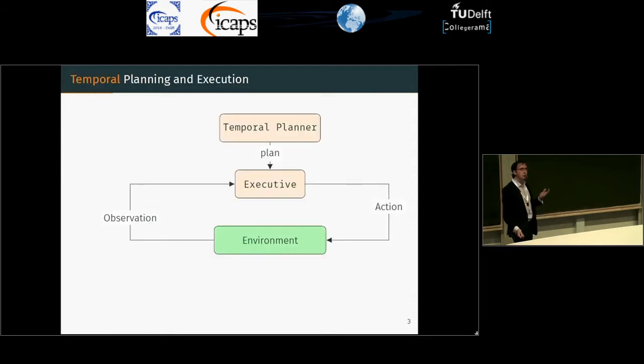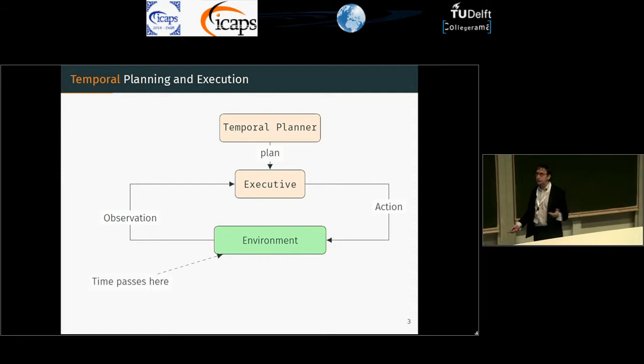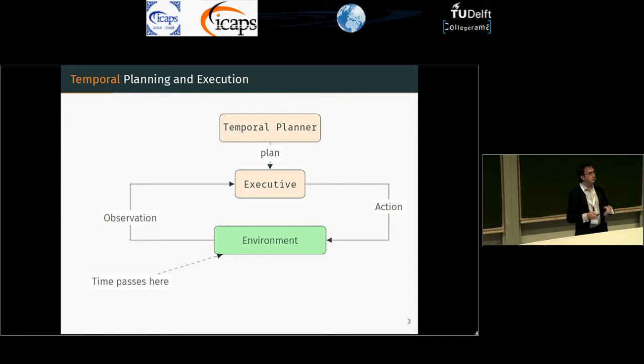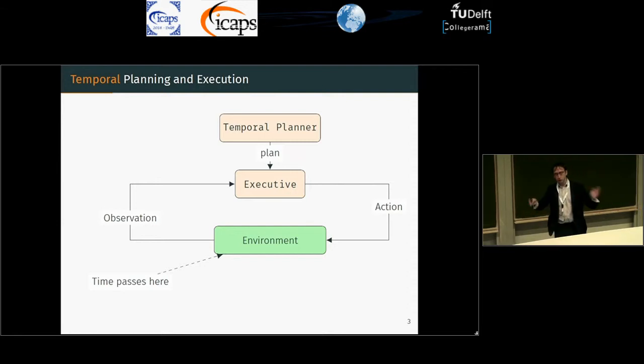If we plug a temporal planner into the top, so we now have a model which has an explicit notion of time, then typically we'd say, well, time passes in our environment. So we come up with a plan, we start executing it, and then some time will pass between us taking some action and then observing the effects of those actions on the world.